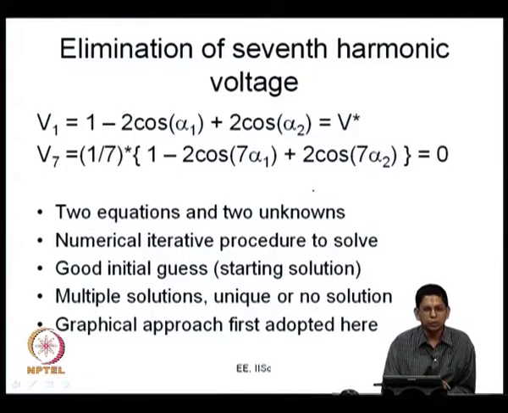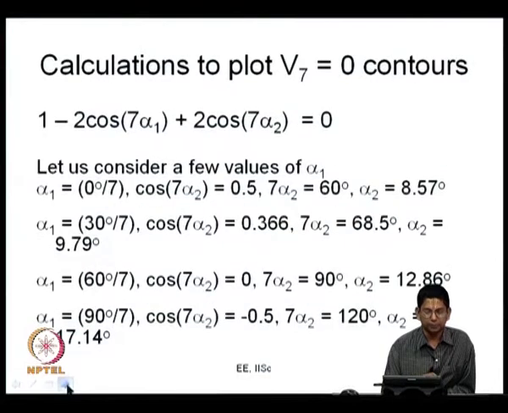So, what do you want to do? You have the equation slightly different. V 1 is 1 minus 2 cos alpha, it is the same thing, and instead of V 5 is equal to 0, you now have V 7 is equal to 0. It is the same old story, two equations, two unknowns. You will have to use a numerical procedure to solve this, and you need a good initial guess. Once again you might have multiple solutions or a single solution or no solution at all. And once again it is possible to solve it graphically, because we are still with two switching angles only. So, let us just try doing that.